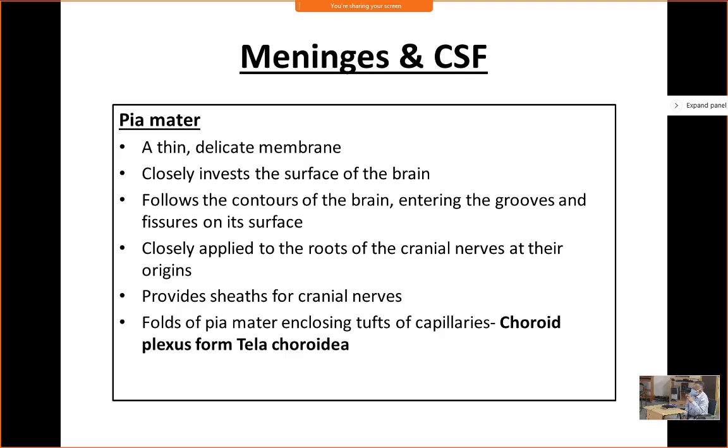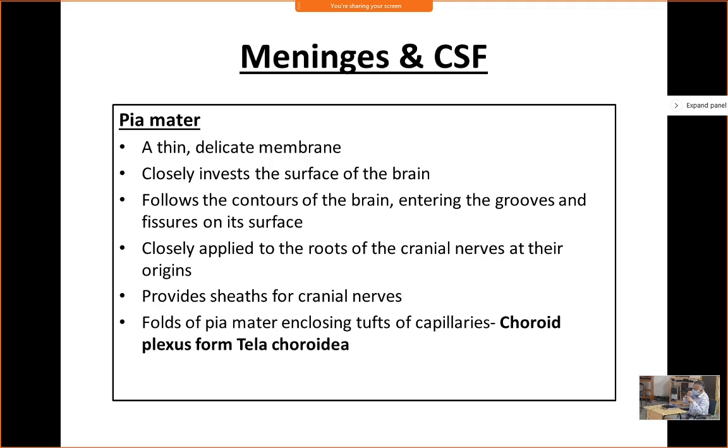So it enters the grooves and fissures on its surface. It is also closely applied to the roots of the cranial nerves. From the brain, cranial nerves come out. Now these cranial nerves are also covered by pia mater. When a nerve comes out, it pulls a part of the pia mater along with it and provides a sheath for the cranial nerve by means of pia mater.